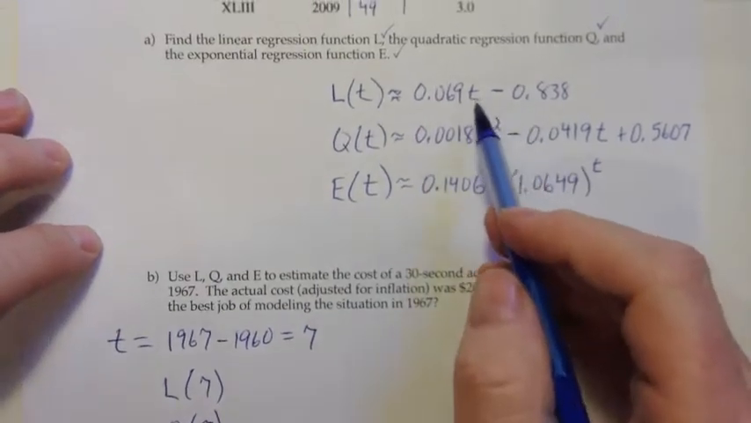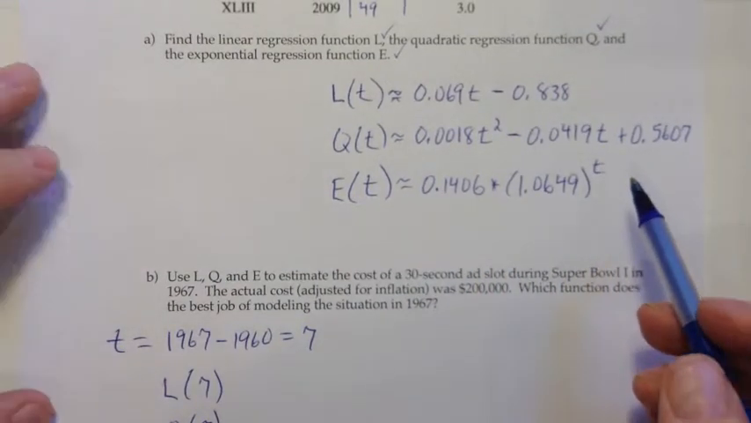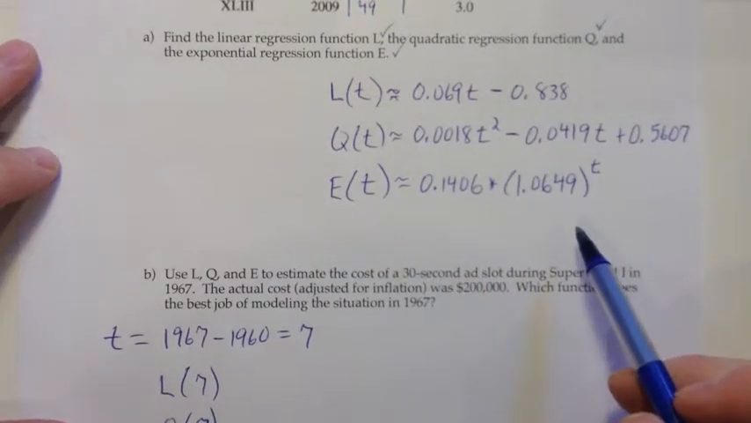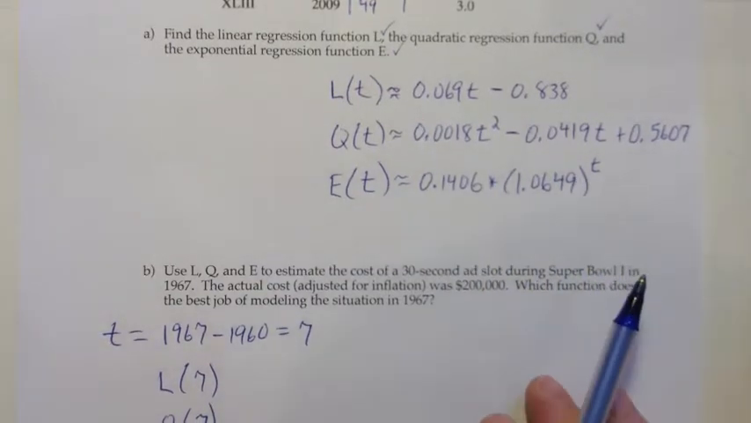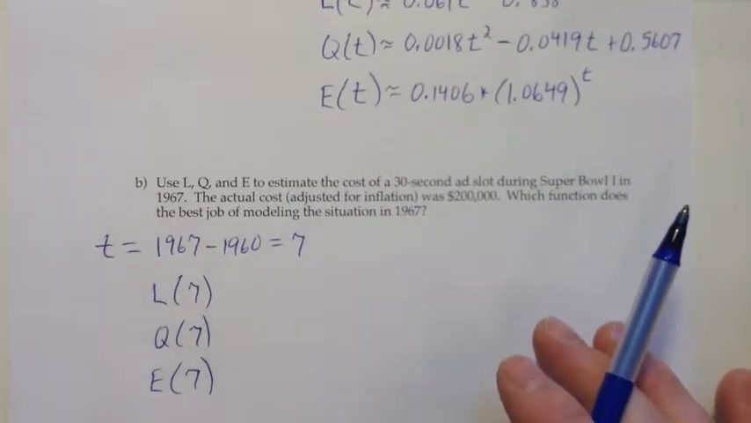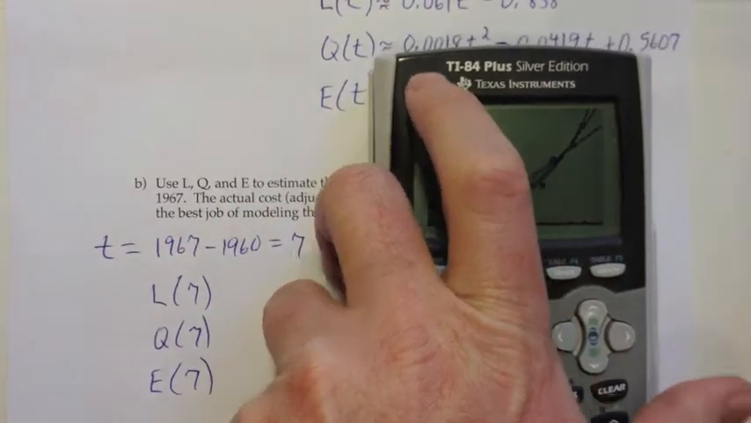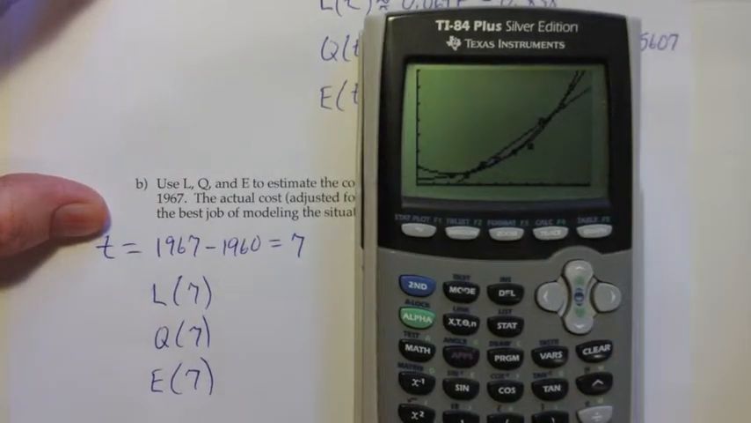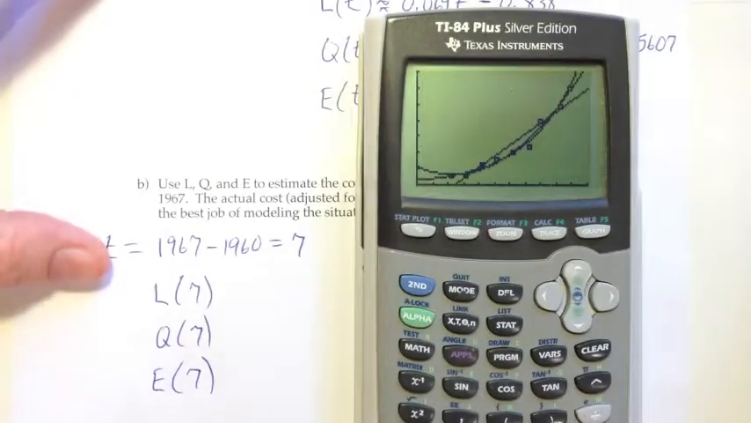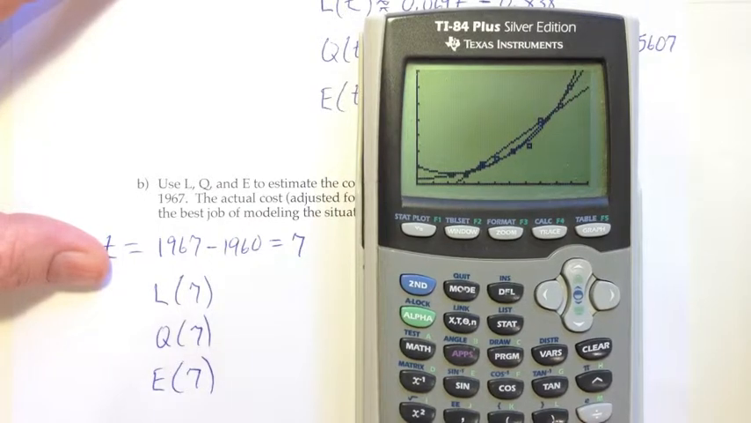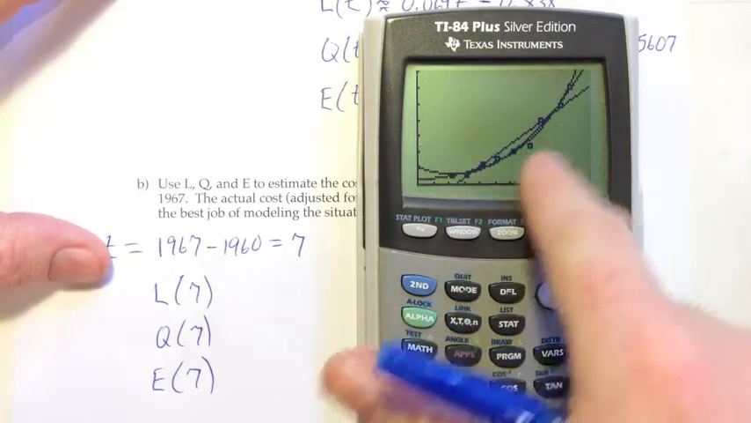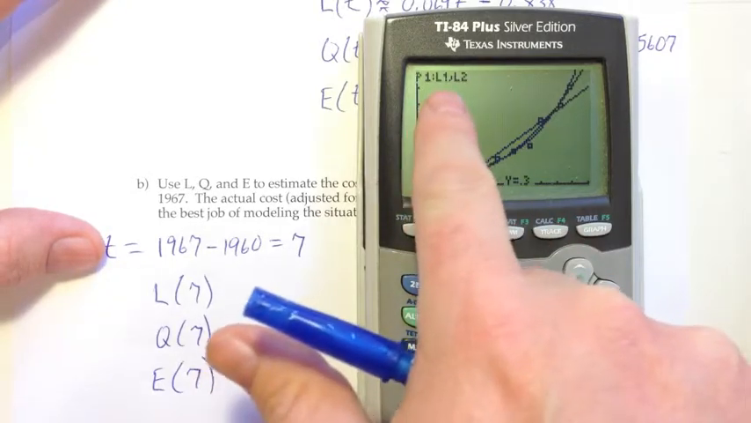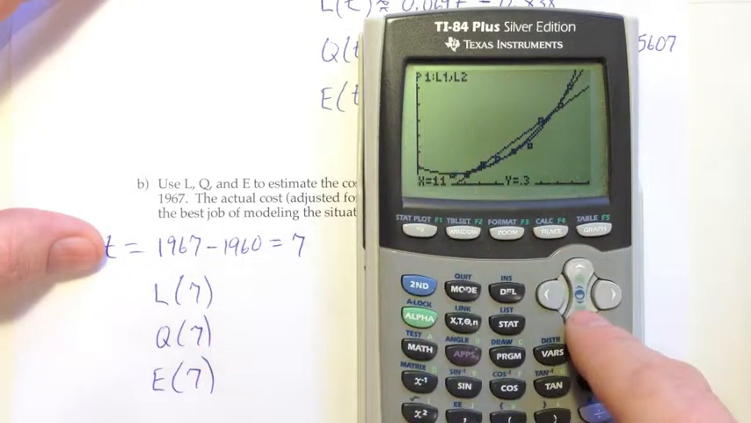I could just put 7 into each one of these. In fact, it's not a bad way to go, but I did round every one of these equations, and that does bring in a little bit of error. Another way, which I have shown you before, is to use trace and have the calculator evaluate the function for you. I'm in here where I have all the plots going, so I'm going to hit trace and look at where I am. Right now it's on the plot, so I'll arrow down.